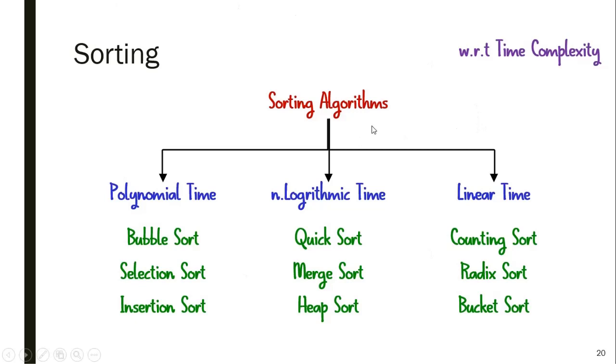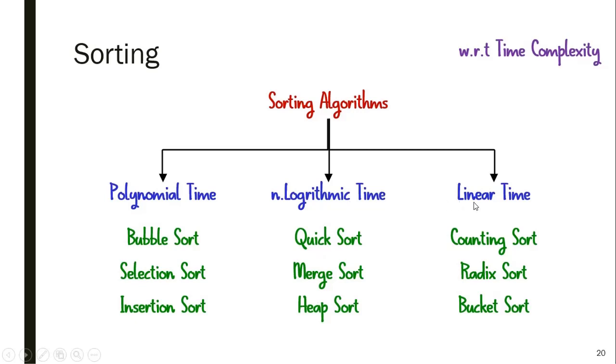So sorting algorithms with respect to time can be broadly categorized into three categories. First is polynomial time. By polynomial time, I mean quadratic time, cubic time, or something like that. Some of the algorithms that run in polynomial time are bubble sort, selection sort, and insertion sort, and we will study all these. The second one is efficient sorting, and that is n logarithmic time, and we have many algorithms of this category like quick sort, merge sort, and heap sort.